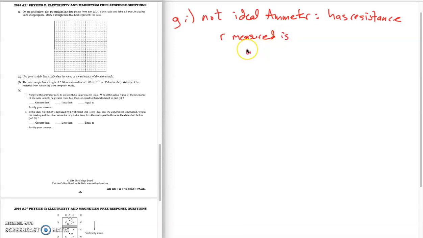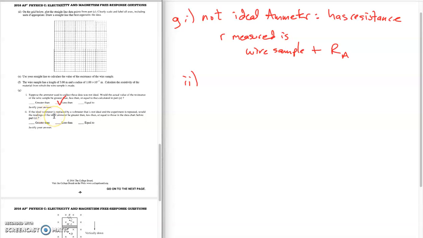is wire sample plus resistance of the ammeter. So the overall resistance of the wire sample is actually going to be less because it's only part of the overall resistance. So we're going to say less than, and this is our reason. The measured resistance is including the resistance of the ammeter, which once you subtract it out, now you're going to get a smaller number.